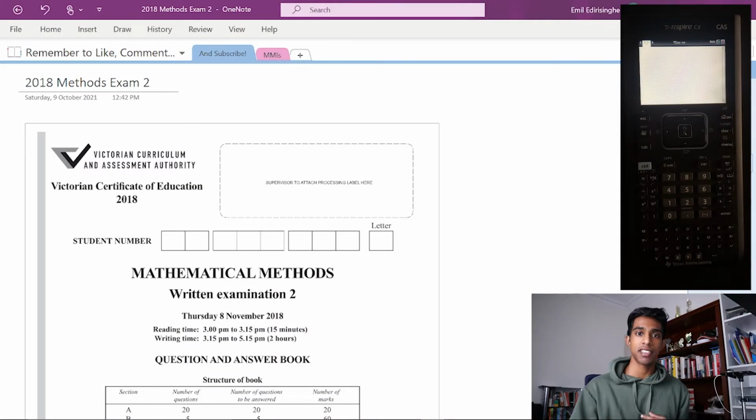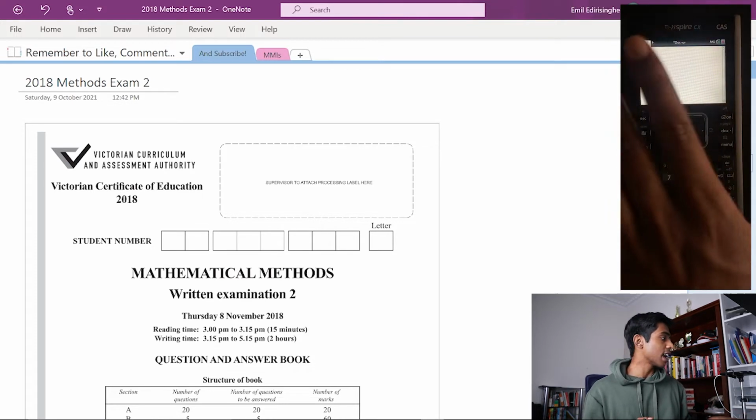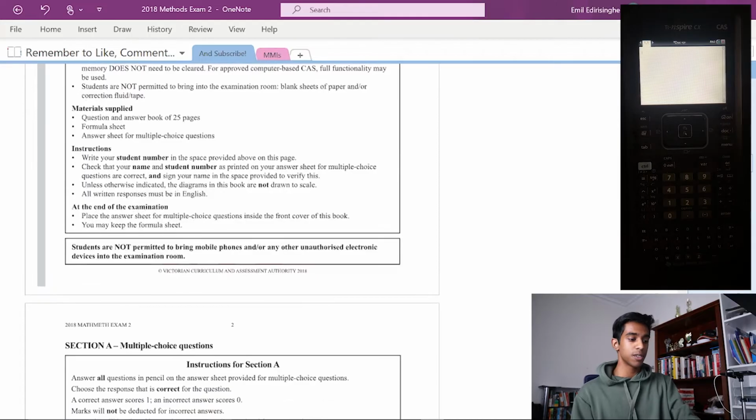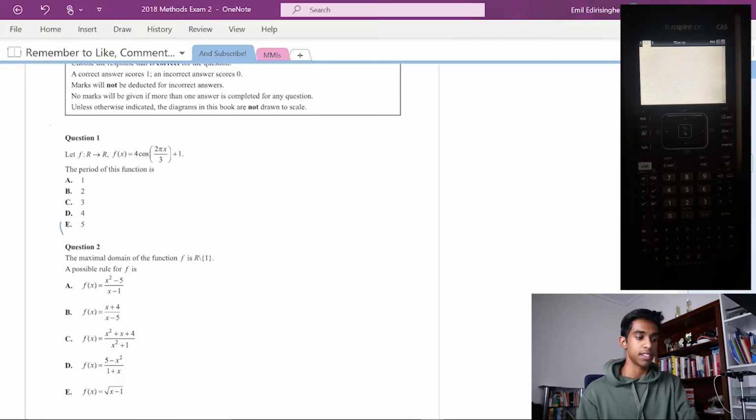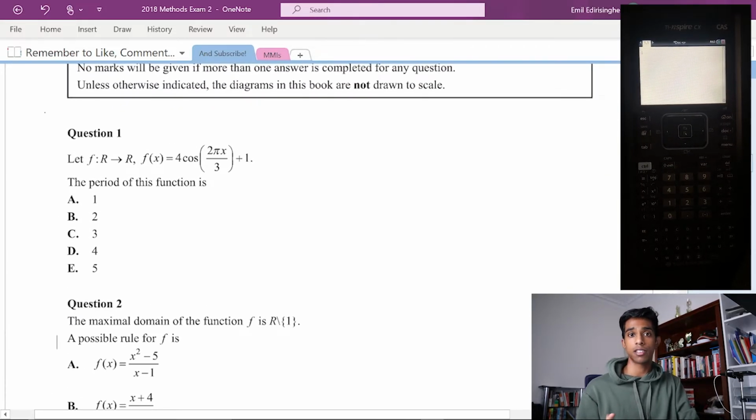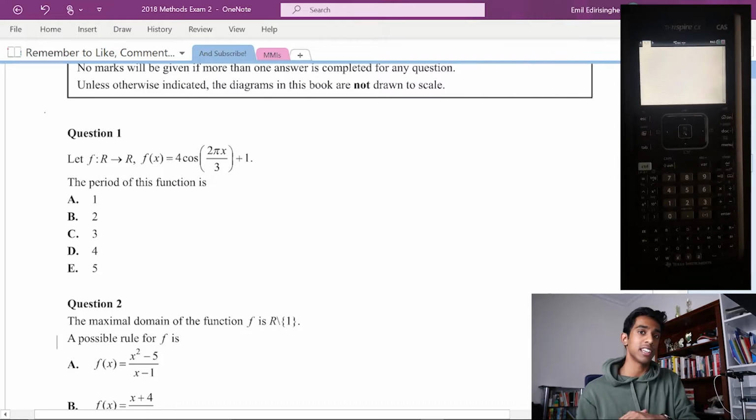Alright, so I've got the Methods Exam 2 on my OneNote and I've got my pen here so I can annotate on the screen. I also have a camera here filming my CAS as well, so you can see what I'm putting into my calculator. With the multiple choice section, I usually like to finish as quickly as possible. I usually try to get through 20 questions in about 30 minutes or so, but I used to finish in less time than that as well.